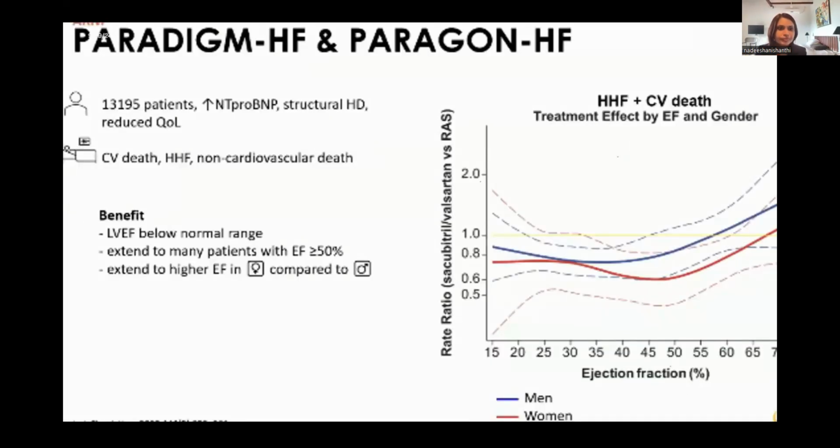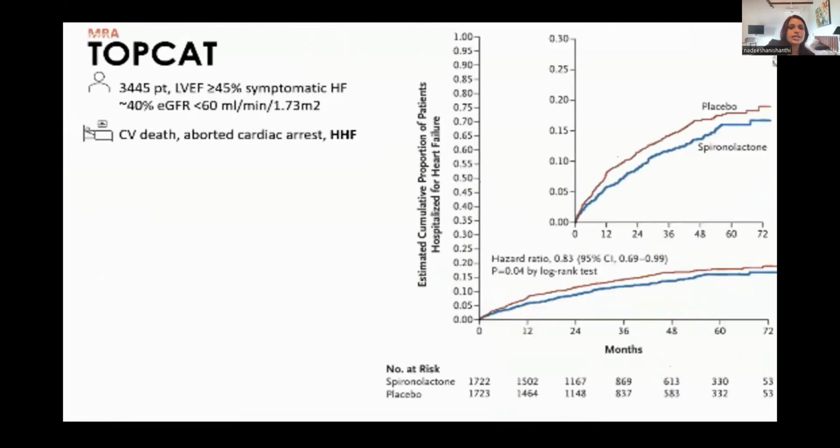So then there is a combination of trials, PARADIGM-HF and PARAGON-HF. They enrolled many patients with normal ejection fraction, and that showed a reduction in cardiovascular deaths and heart failure hospitalization in this ARNI group compared to the valsartan. And then this TOPCAT trial for mineralocorticoid receptor antagonists.